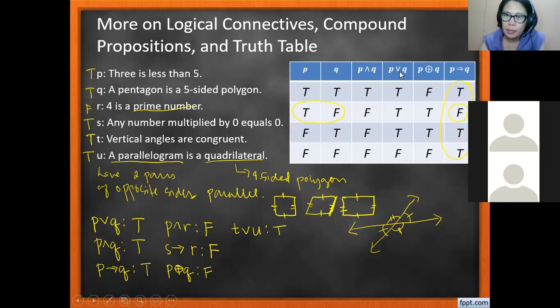Pagka or naman, 'di ba, basta either of the statement is true, we'll consider that true, and both. Now, both or either will be true. So, both true, so true rin si or. Either dito, true, kaya true din. Pero here, it's false kasi both are false eh. So, one should be true or both should be true in order for this to be true.